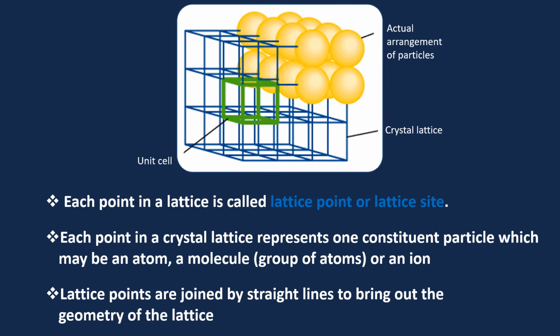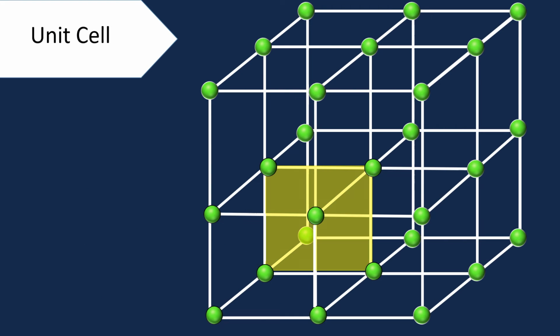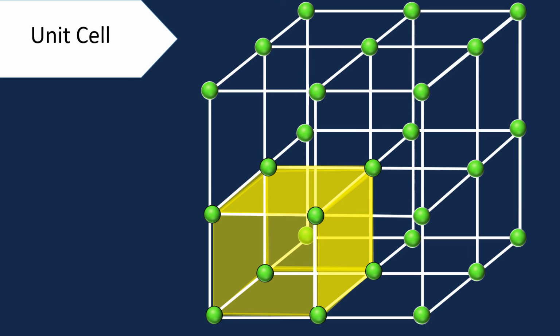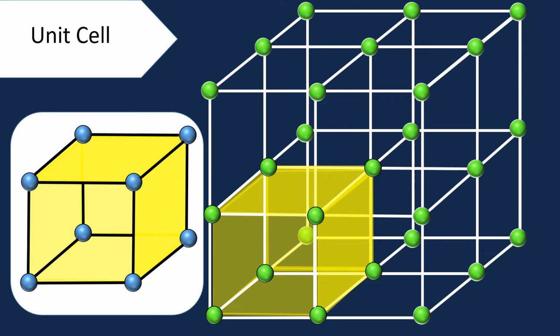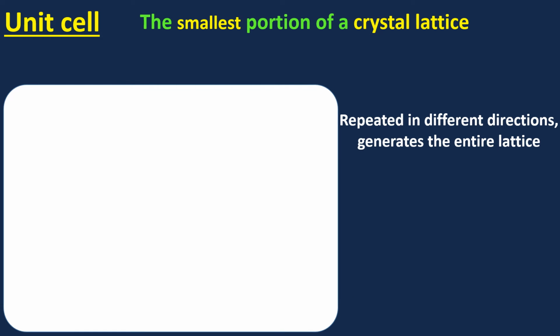And the small portion of this crystal lattice is called unit cell. So the unit cell is nothing but the actual smallest representation of the crystal lattice. It represents the total arrangement of the lattice. So this is the unit cell or the smallest portion which has the individuality of the total lattice. So unit cell is the smallest portion of the crystal lattice, and by repeating the unit cell in different directions, we can completely make the entire lattice from it.